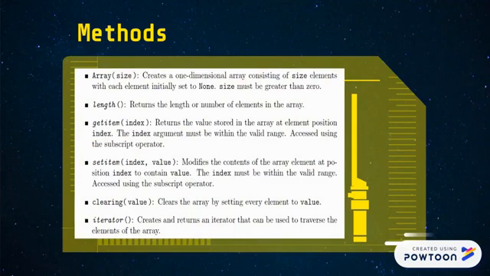Setitem modifies the contents of the array element at position index to contain value. The index must be within the valid range, accessed using the subscript operator. Clearing clears the array by setting every element to value. Iterator creates and returns an iterator that can be used to traverse the elements of the array. One real-life example of a one-dimensional array is arranging the grades of a CPE student from highest grade to lowest.